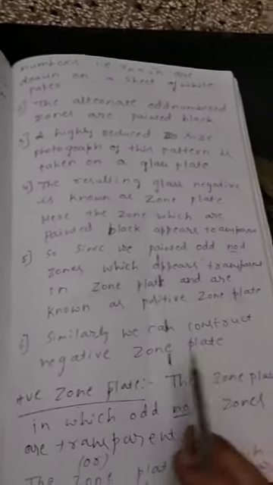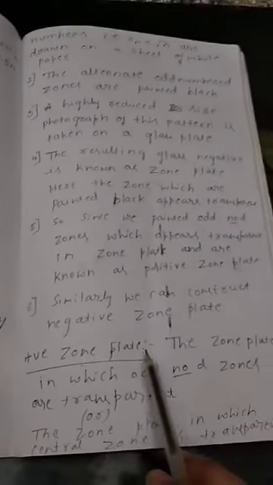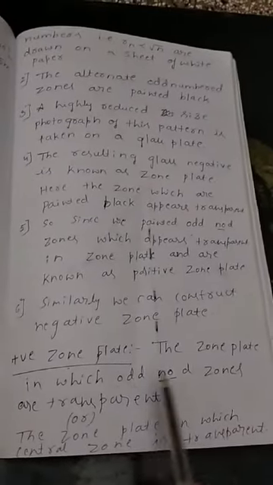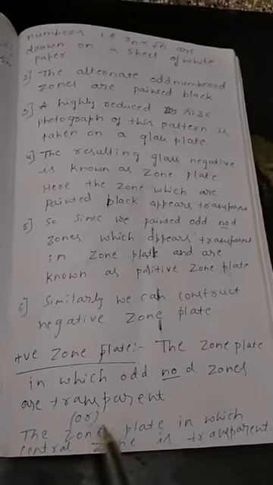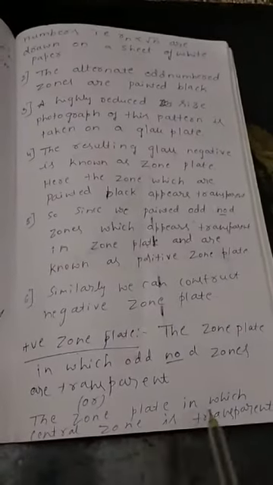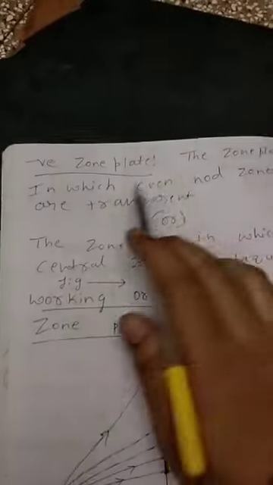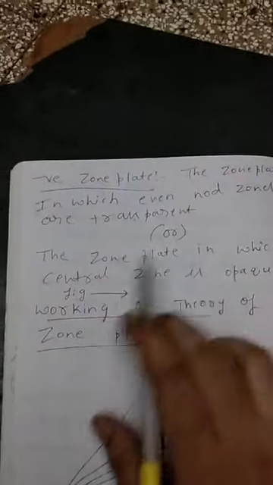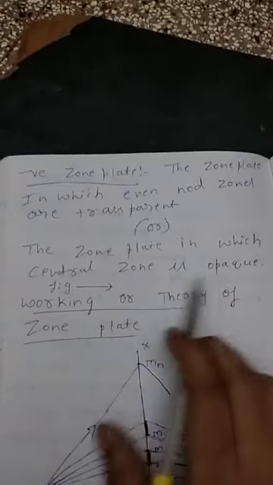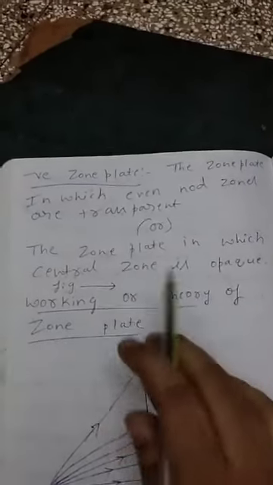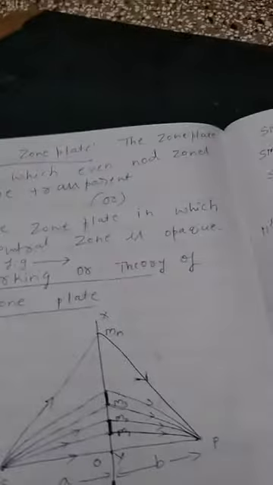They may ask you what are zone plates? Give the construction of zone plate. Now what do you mean by positive zone plate? The zone plate in which odd numbered zones are transparent. Or I can also define it like this, the zone plate in which the central zone is transparent. Similarly, I can define the negative zone plate. The zone plate in which even numbered zones are transparent, or the zone plate in which the central zone is opaque. Now you have to write the figure for positive and negative zone plates like this.